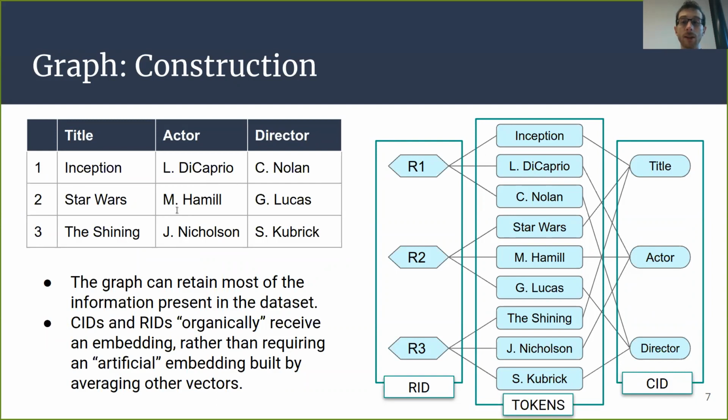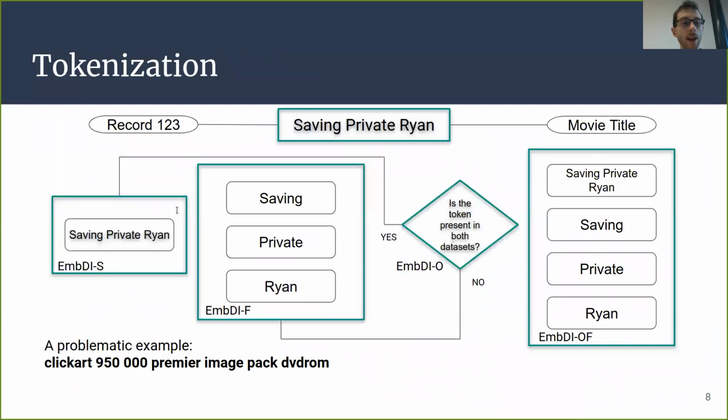Quite simple. This means that both column IDs and record IDs receive their embeddings organically from the algorithm without needing to rely on methods such as averaging or summing or concatenating the vectors in a tuple. As I mentioned, to increase the overlap between datasets, cell values with the same syntax are collapsed in a single node. Multi-word tokens may cause some issues, however. For example, consider the simple case of saving private trial in the top, or the more problematic example reported at the bottom of the slide.